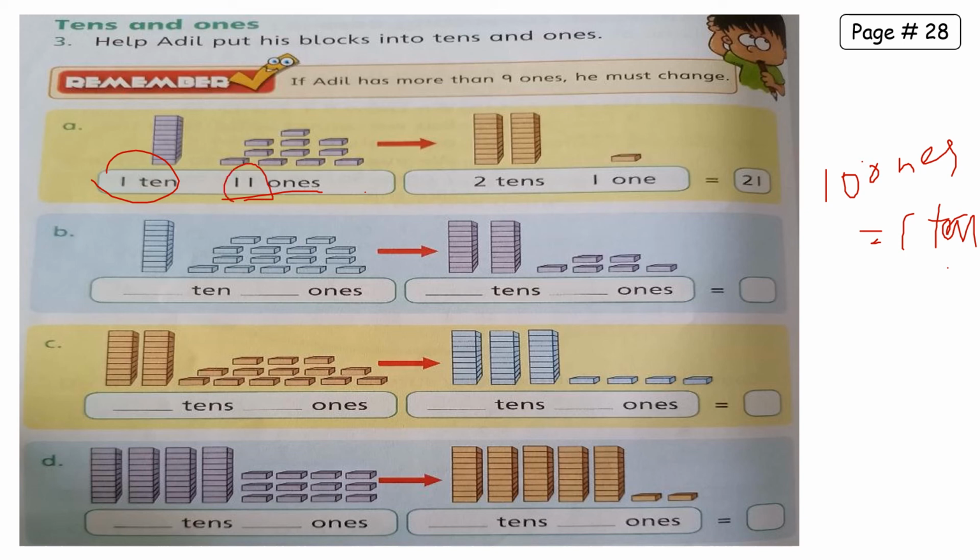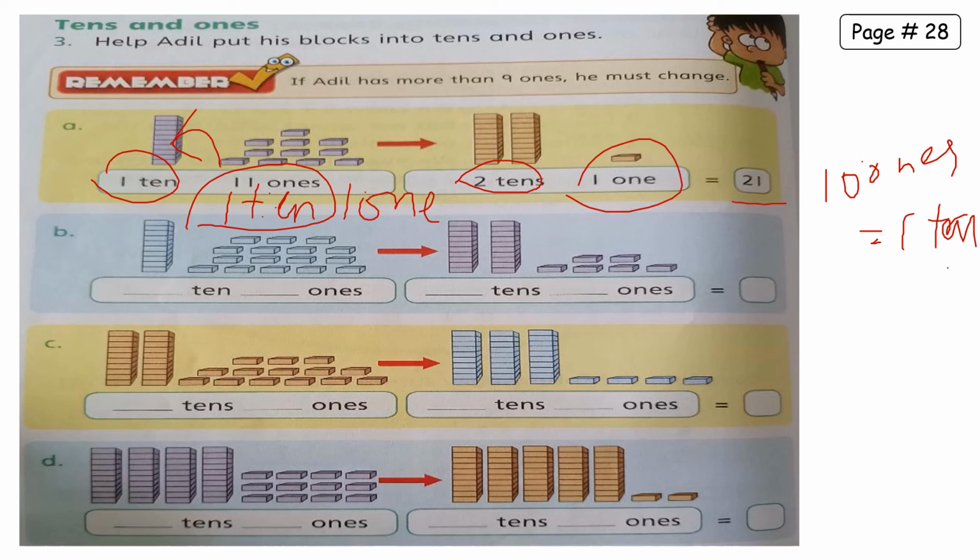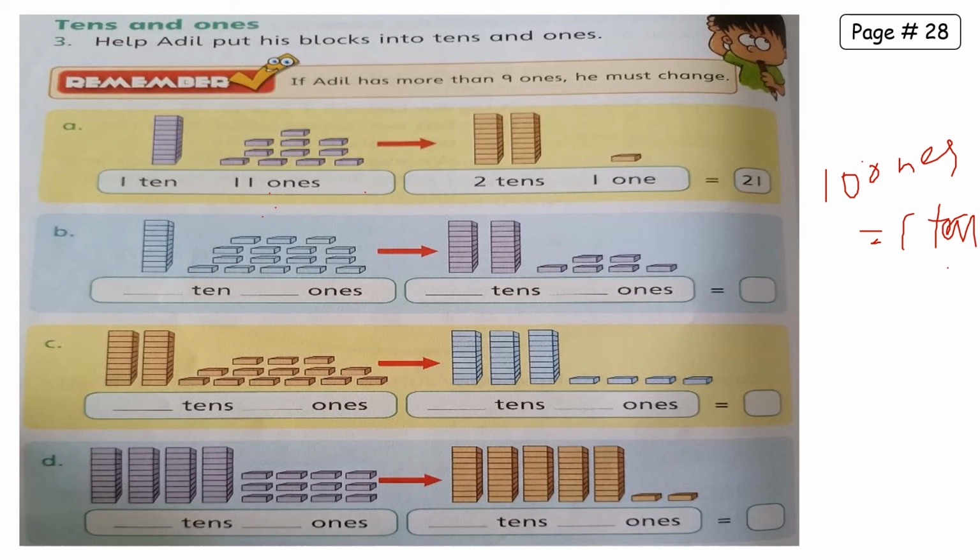But when we have 11 ones, it means that in 11 ones there is 1 ten and 1 one. So we will shift this 1 ten here. So it will become 2 tens and we will be left with only 1 one. So it makes 21. Now similarly we have to do all the other parts. We have to write these numbers in proper tens and ones.